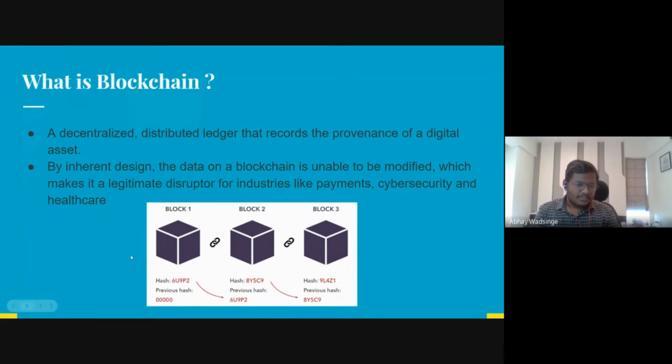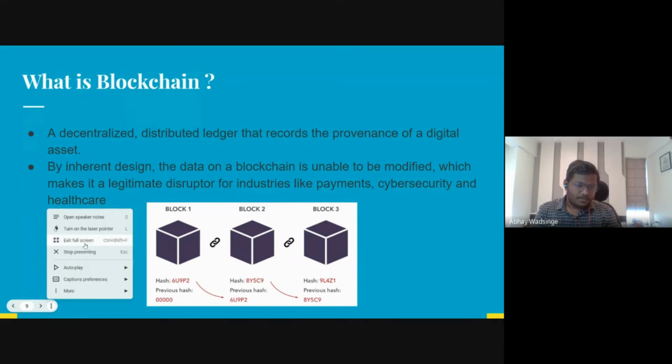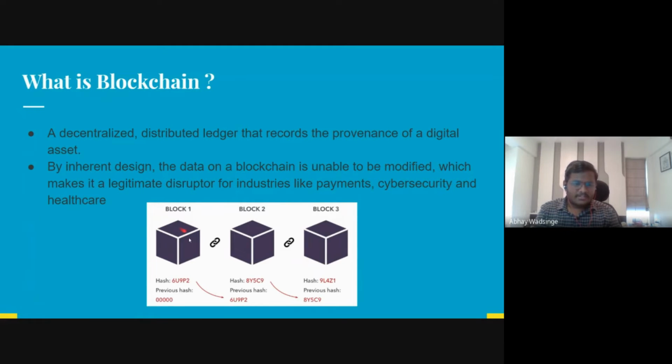If we see over here, this is one block. In the back end of the technology, this block holds the data of a particular person. Say block one is myself, block two is another person B, and block three is person three. I am having a transaction with person B, and person B is having a transaction with person three.